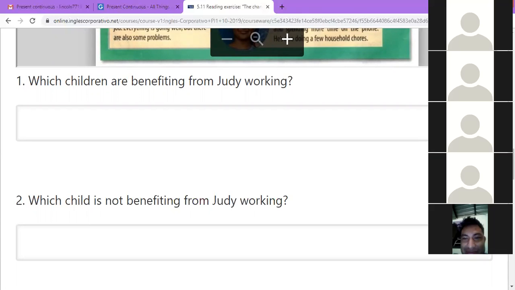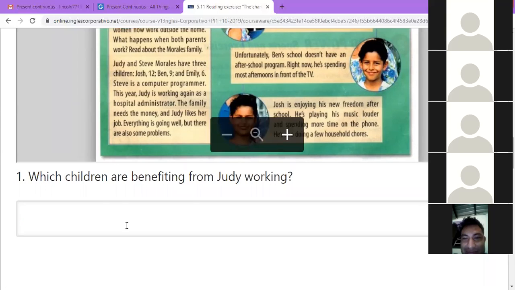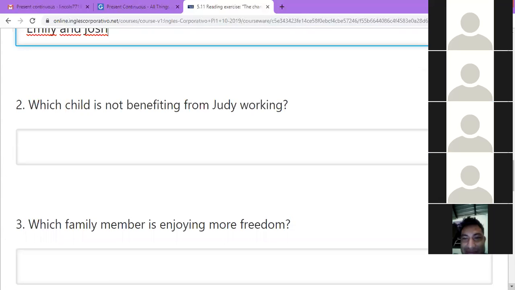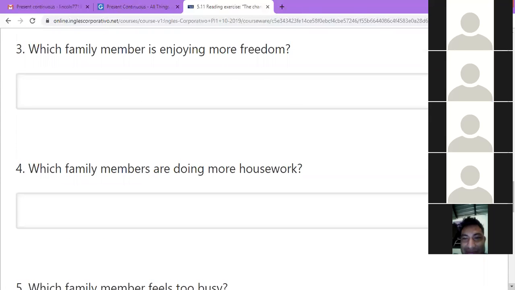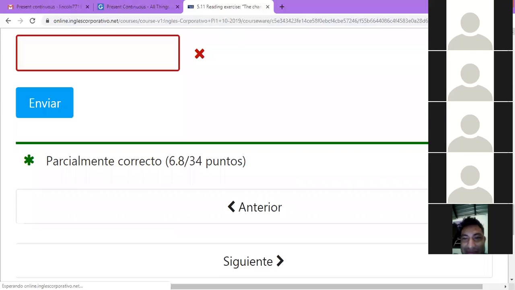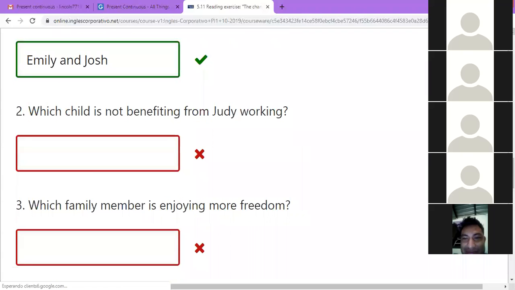In this part, we need to write this answer, right? You have to write them, yes. Just the name. The problem is when I write Emily, it's a wrong answer. Emily and Josh. It would be Emily and Josh, the answer. Okay, let me see. Emily and Josh. Let me see if I get it right. Because it's almost time to go, okay? But you have time and you have a good idea of what's going on. Right, Emily and Josh, okay?